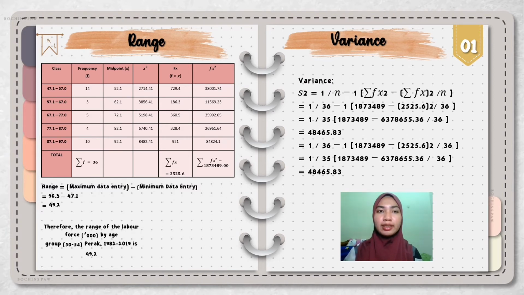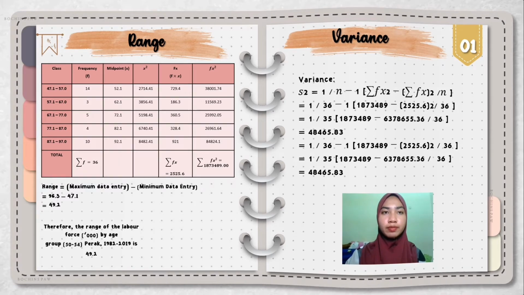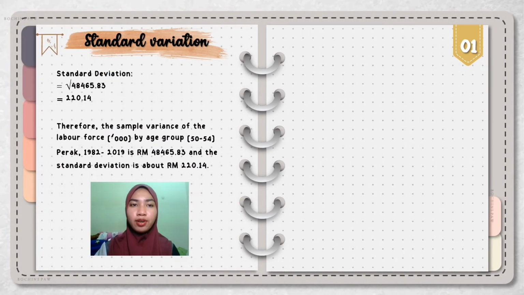Variance is calculated by taking the differences between each number in the dataset and the mean, then squaring the differences to make them positive, and finally dividing the sum of the squares by the number of values in the dataset. So what we got here is 48465.83. Therefore, the sample variance of the labor force 1000 by each group 50 to 54 perak from 1982 to 2019 is 48465.83, and the standard deviation is about 220.14.